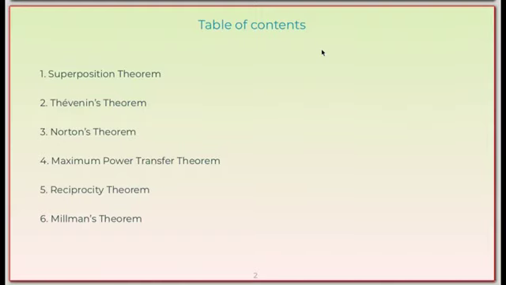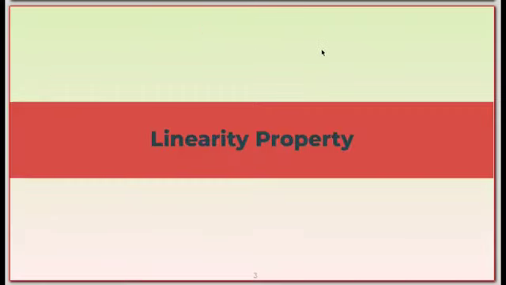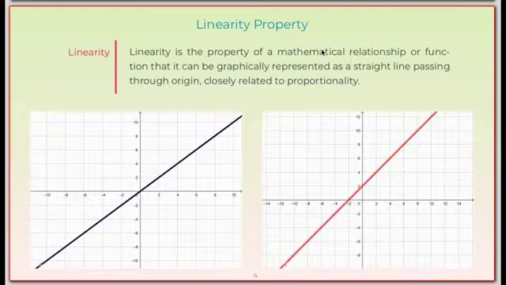But before we learn any of these theorems we have to understand a very important concept from the system theory called linearity. Most of these techniques and theorems are applicable to something called a linear circuit or a linear system. So we must first understand what linearity is, what it means and why it is so important. Linearity is a property of a mathematical relationship. Since mathematical relationships are called functions, one can say that linearity is a property of the function.